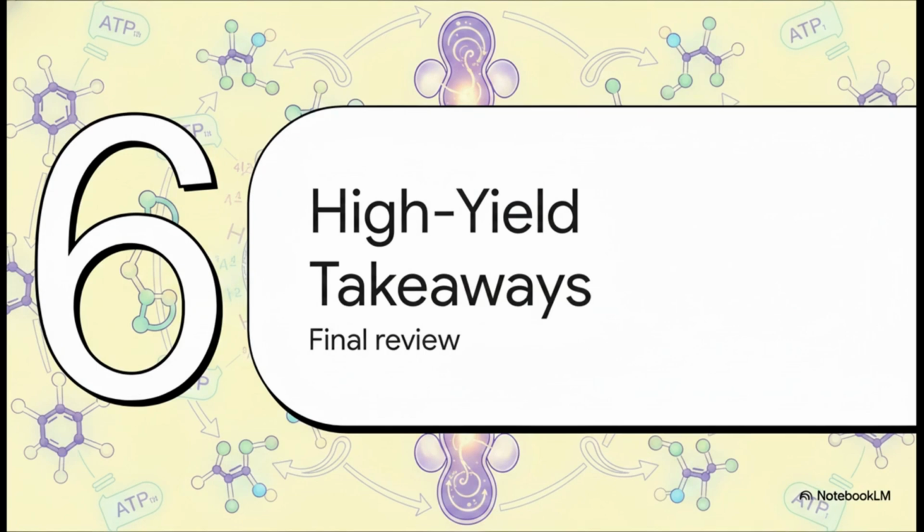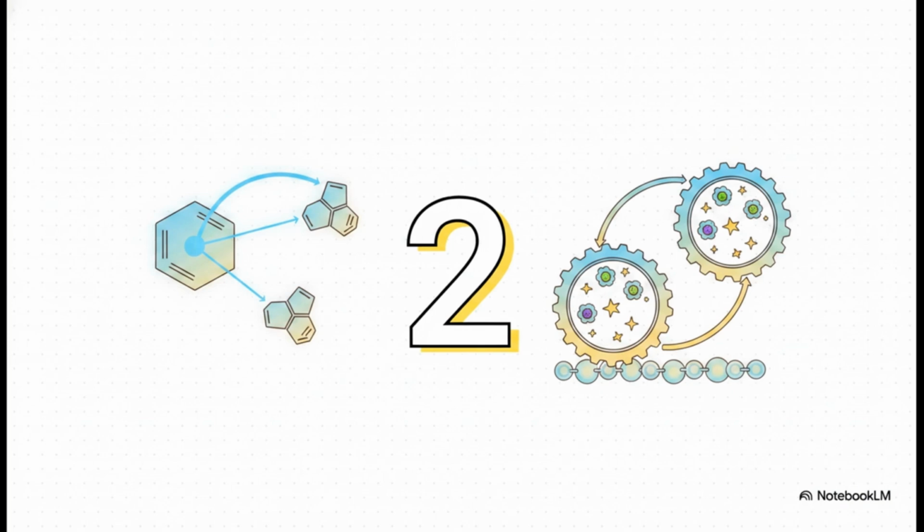Section 6. High-yield takeaways. A final review. If there is one number you burn into your brain for net calculations, it's the number 2. Remember, because one single glucose molecule splits into 2 pyruvates way back during glycolysis, the Krebs cycle actually has to complete 2 full turns to process that single original molecule of glucose.